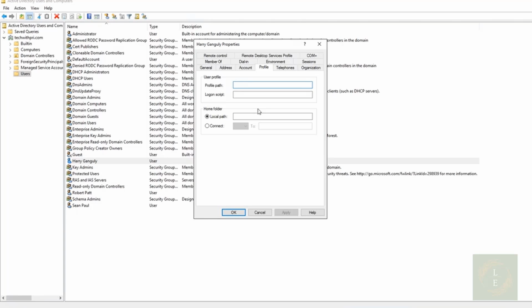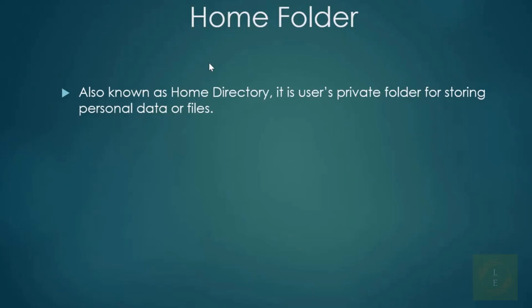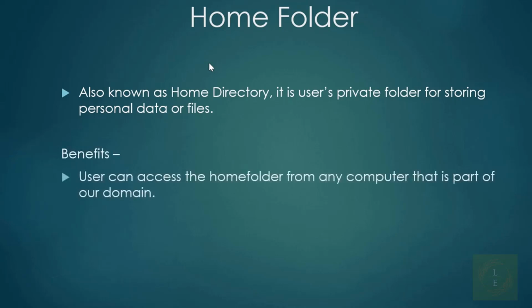Now let's quickly understand what a home folder is, then we'll create it. Very simply, it is also known as the home directory. It is the user's private folder for storing personal data or files. Now let's see some benefits. The first benefit is that a user can access the home folder from any computer that is part of our domain. Like I discussed already, it has to be part of the domain techwithp.com. With the help of that, Harry would be able to log into any system in the domain, and also be able to access the home folder.